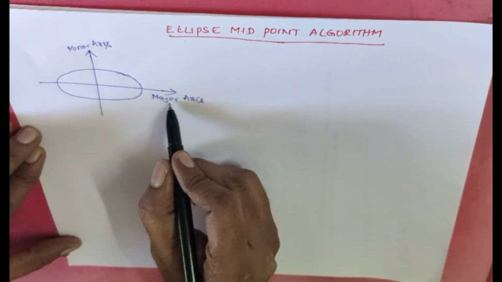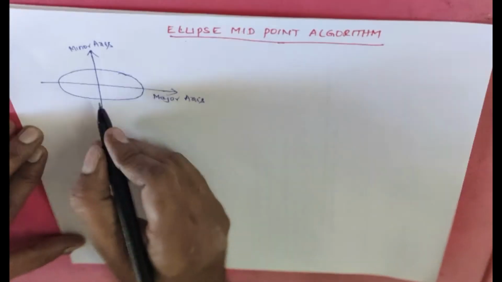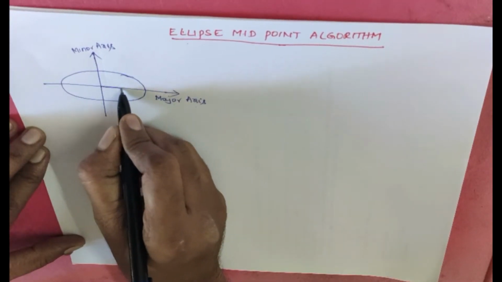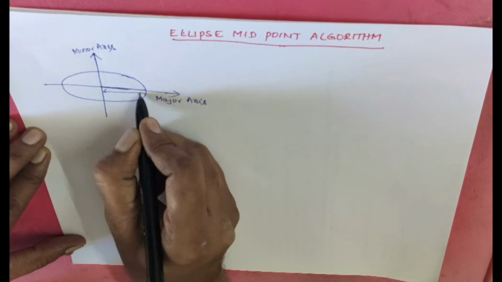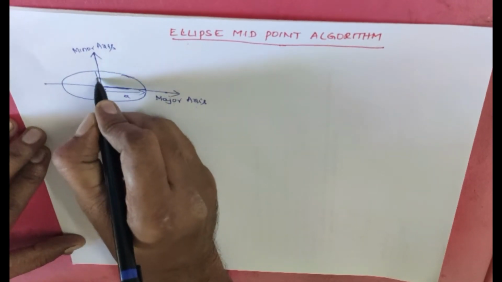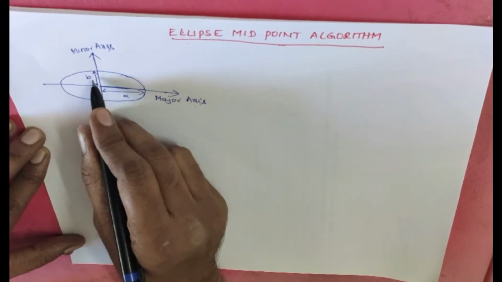So this is an ellipse which has two axes. One is called the major axis, and the other is called the minor axis. Why do we call it the major axis? Because the radius along this axis is more. So I label this as A, and this as B. If you see, this part is larger than this one.